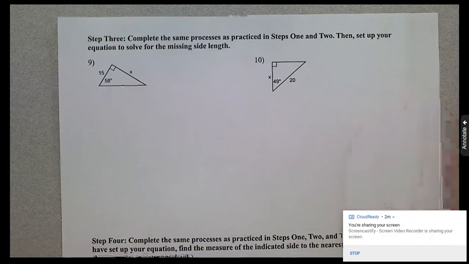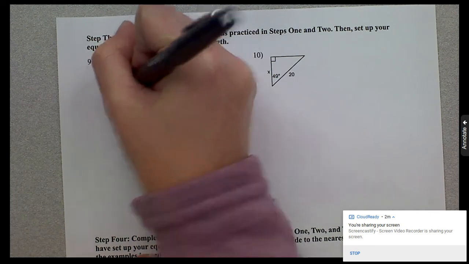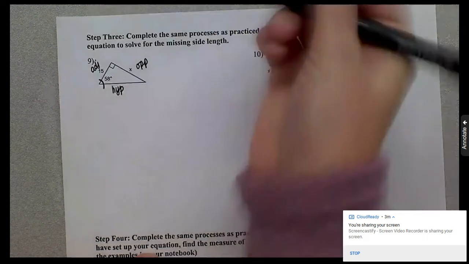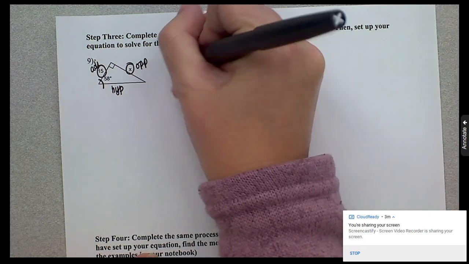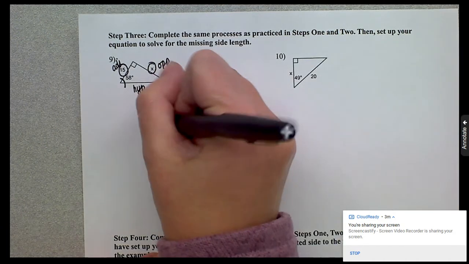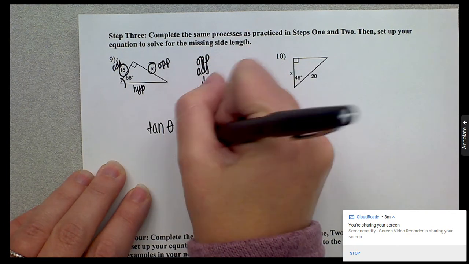All right, step 3. So we're progressing a little bit. Step 3, complete the same process, but we're going to set up an equation. Ooh, how exciting. Reference angle. This would be hypotenuse. I always do that first. From here, this is opposite. This is adjacent. From the angle, see what we have. We can see right now we have opposite and adjacent. So I'm going to use tangent, TOA, right? So we would say tangent of theta equals opposite over adjacent.